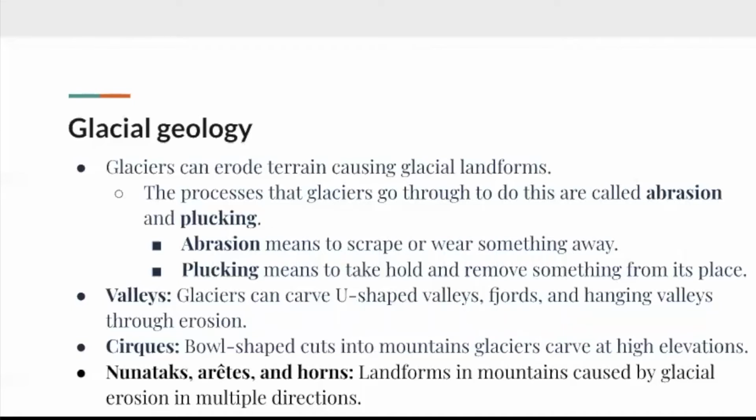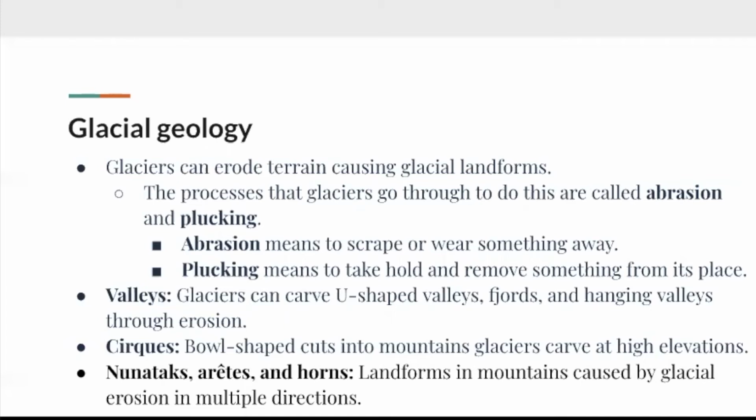And this is kind of what happens to mountains and other landforms with glaciers. It slowly chips away and takes away some of the rocks and sediments of the mountain or the landform that it's affected. Plucking is when you take hold of or remove something from its place. If you were to pluck a blueberry off of a bush, you're taking the blueberry away from the bush. So this is what happens to these kinds of landforms.